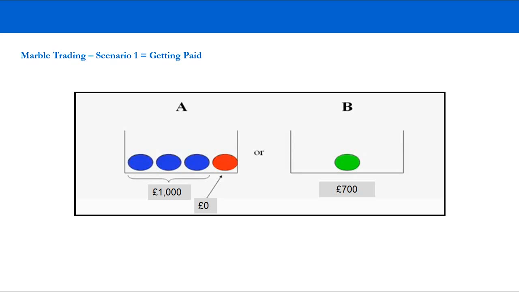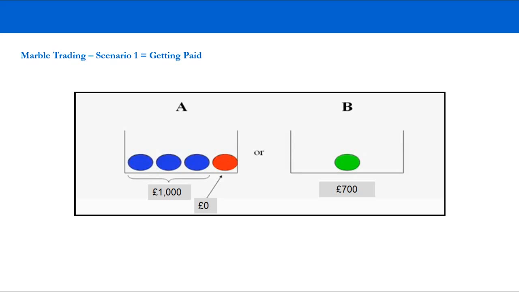If you put your hand in box B, if you choose to do that, well, there's only 1 marble there, so you'll have a feel around in the box and you'll pull out the green marble. If you pull out the green marble, so if you put your hand in box B, I have to pay you £700.